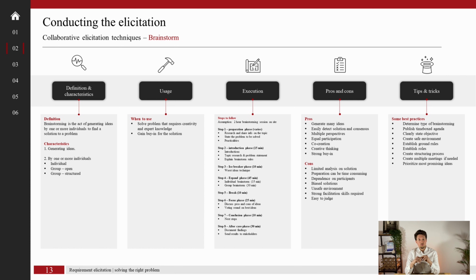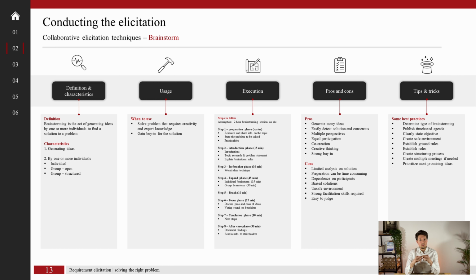The definition also mentions by one or more individuals. You have to know that there are multiple types of brainstorming. One of them is conducting individual brainstorming sessions. So you pretty much generate ideas on your own. This can be useful to prepare a brainstorming session to spark people's creativity.